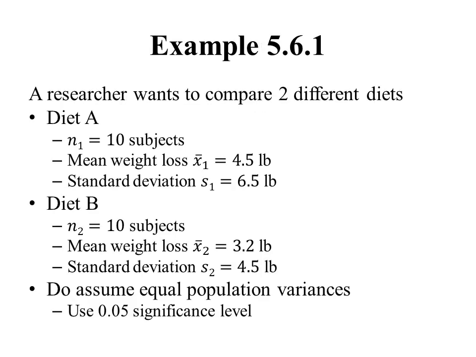So let's go back to our example here. We're comparing these two diets. Here's the sample statistics from the first diet, sample statistics from the second diet. And for the purpose of this example, we are going to assume equal population variances. And again, that's typically not the case, but that's what we're going to do in this case. And we're also going to use a 0.05 significance level. That's our default significance level.